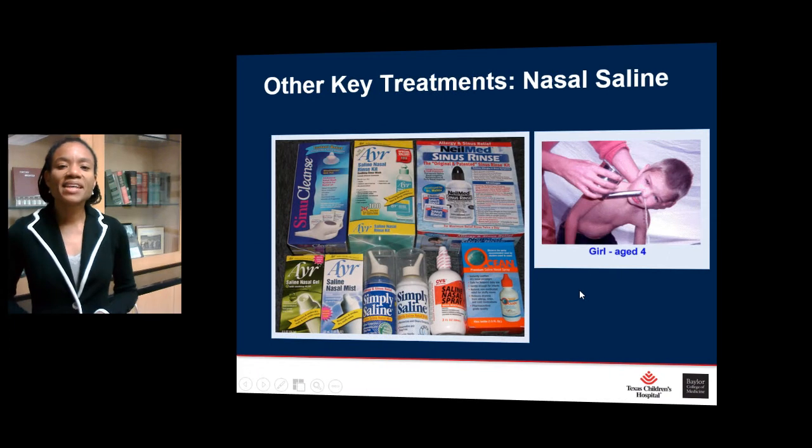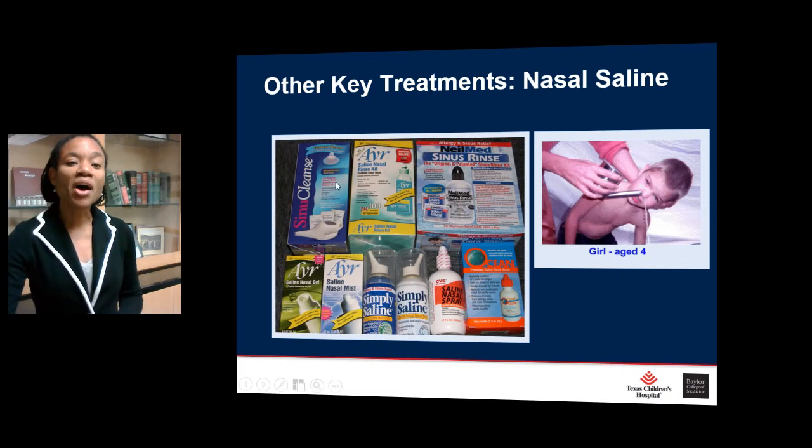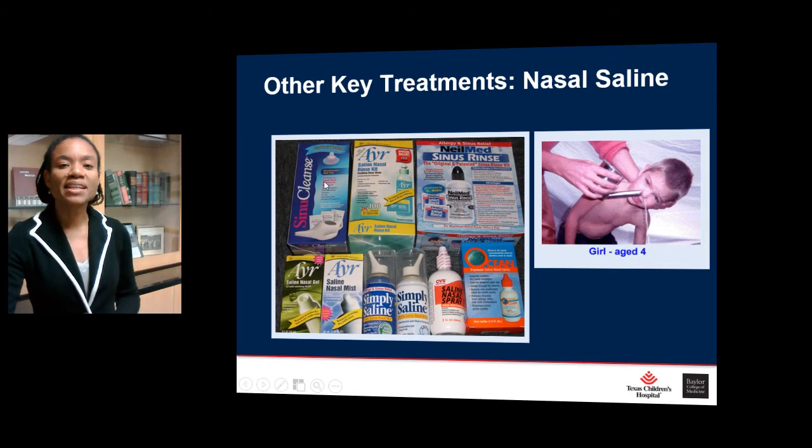Nasal saline, nasal saline, nasal saline. Here is a chart of options of the ways you can use nasal saline. Some people use washes, which is the most thorough kind, but then there are also sprays that you can use really to dissolve and cleanse the mucus from the nose. Here's an example of a girl at the age of 4 who is rinsing with nasal saline in what we call a neti pot format.